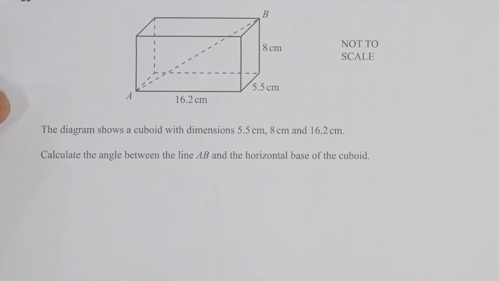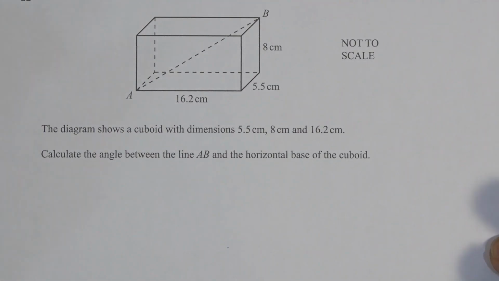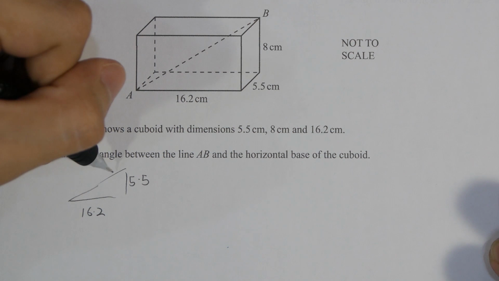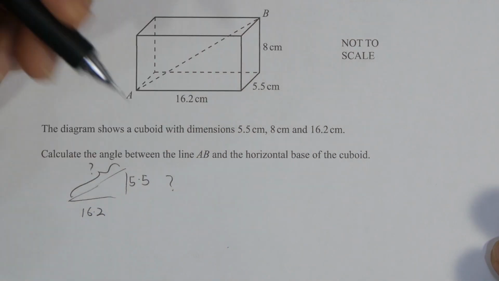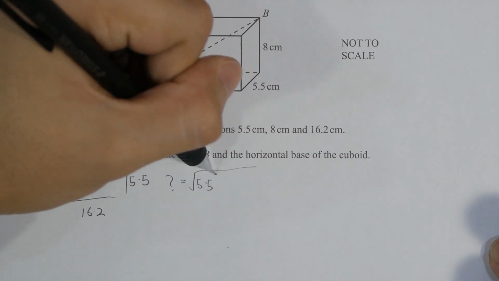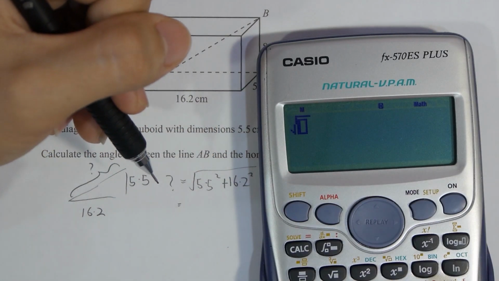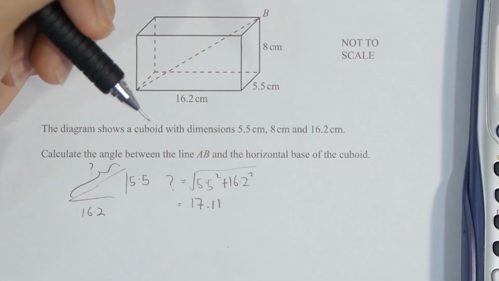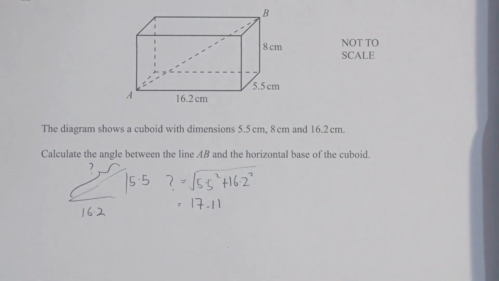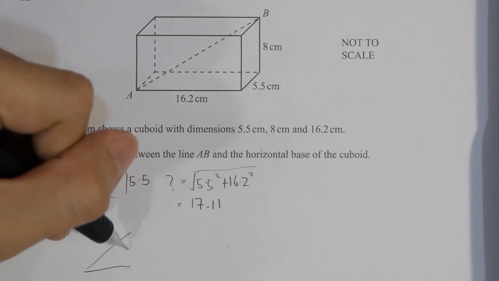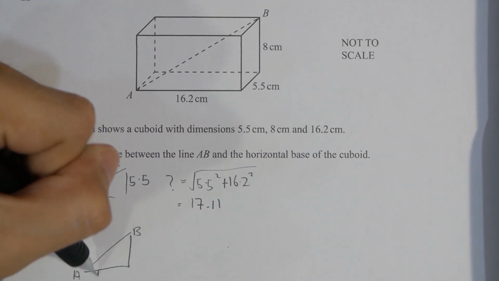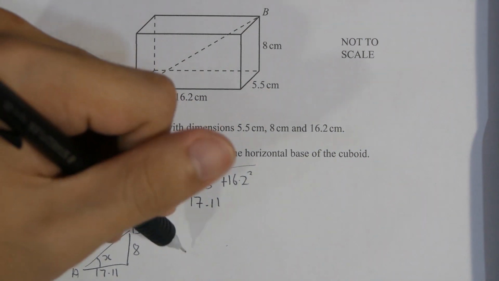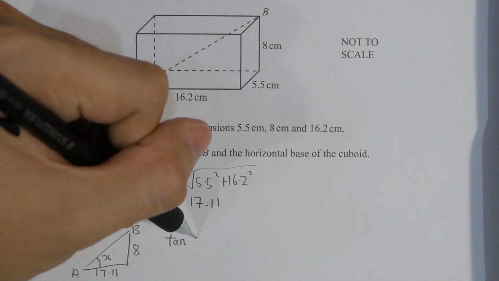Question 22. Okay. So calculate the angle between line AB and the horizontal base. Okay. First, I calculated the base by using 16.2 and 5.5. Run the Pythagoras theorem. Then you will get the result of it as 17.11. Okay. So now that we have the base information, we can use tangent, as we have the opposite of 8 and the adjacent of 17.11. So by running calculation, your x value will actually be 25.06.